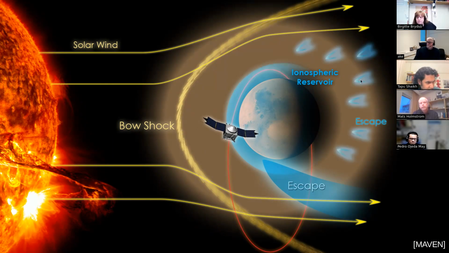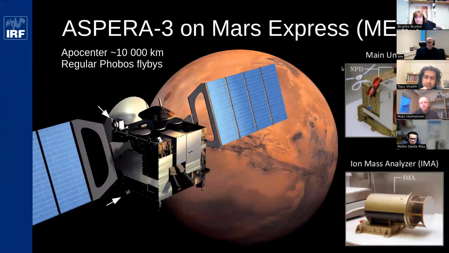And if you have a spacecraft, you can study this escape. And that's what we have been doing for more than 20 years now with our instrument Aspera 3 on Mars Express. So it's the first European mission to another planet, and I'm responsible for our instrument here that has a main unit and an ion mass analyzer. And to simplify a lot, you can say that these are essentially cameras, but instead of photons, we collect electrons and charged particles, ions. So we can get the picture of the atmosphere escaping into space.